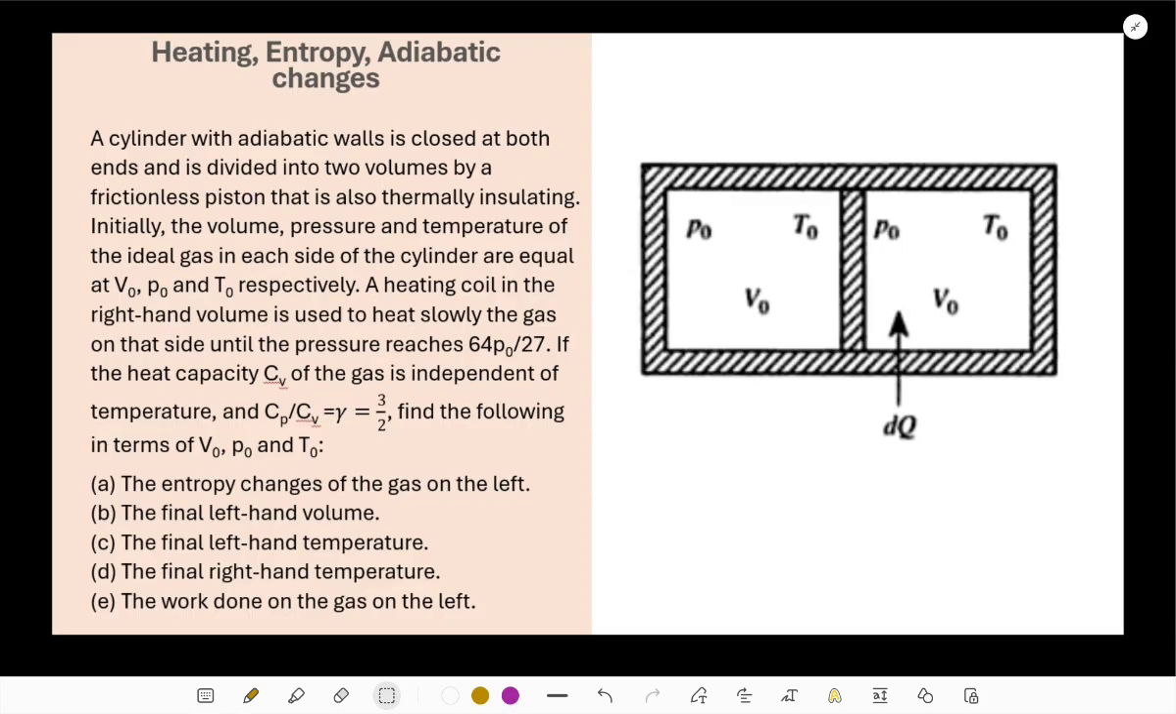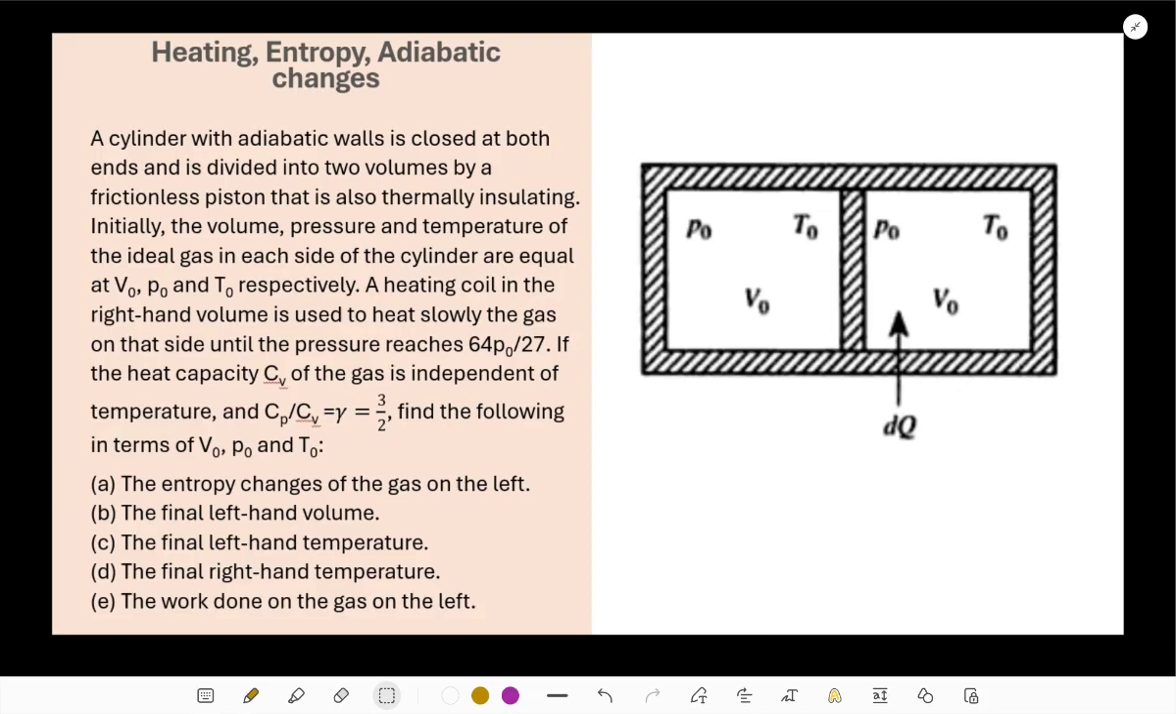Everything is in equilibrium, I guess. A heating coil in the right hand volume is used to heat slowly the gas on the side until the pressure reaches 64 P0 by 27. It is 64 upon 27 times the initial pressure.